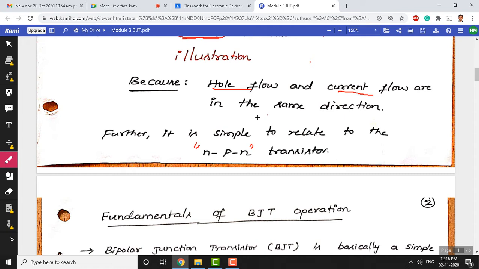Okay, I would like to ask you a question now. Do you know the person who invented this BJT? Is anybody aware of it?